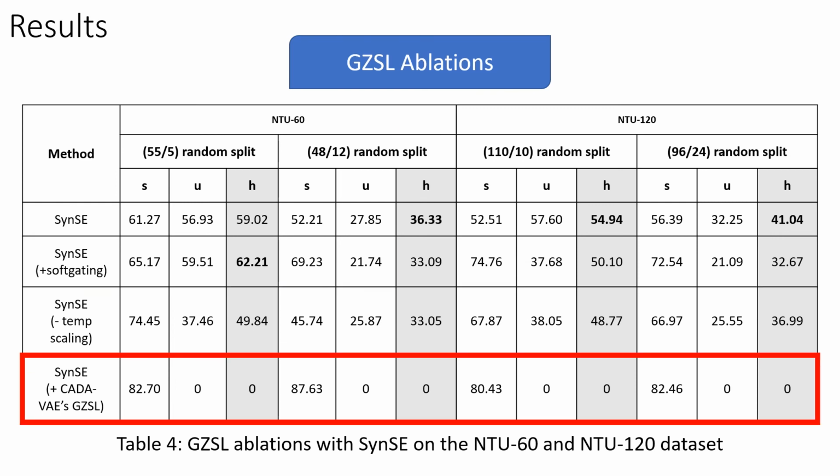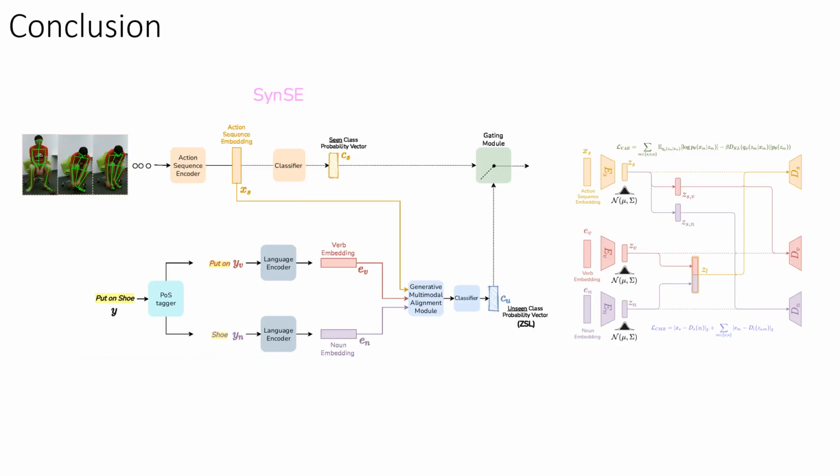Finally, as seen in the last row, the failure of traditional generalized zero-shot learning paradigms to recognize the unseen classes heavily emphasizes the need for the gating module. To conclude, we introduce Synesse, a compositional approach for infusing latent visual representations of skeleton-based human actions with syntactic information derived from corresponding textual descriptions.